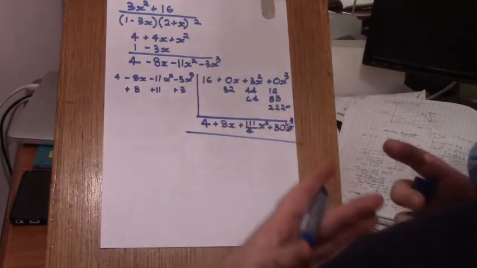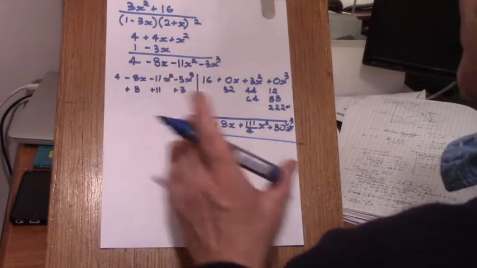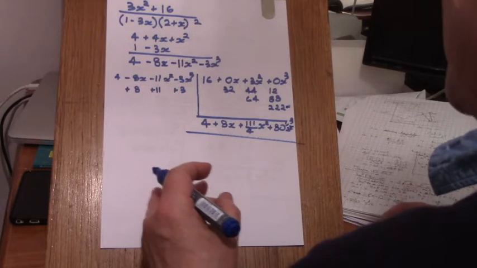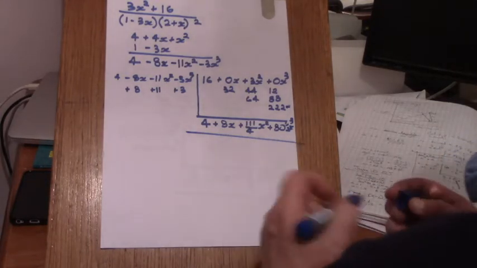And once you've got practice of this method of division, you'll be able to answer this question in round about 3 minutes, which is less than half the time that you are allowed in the exam to answer it.